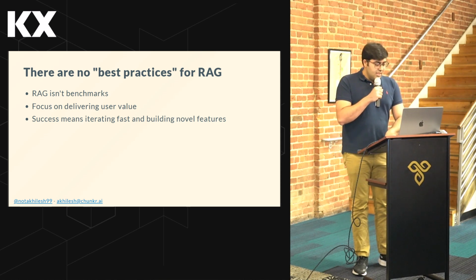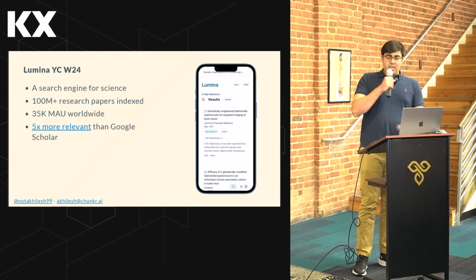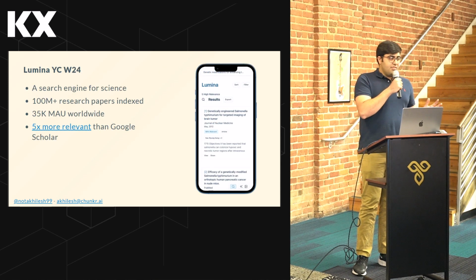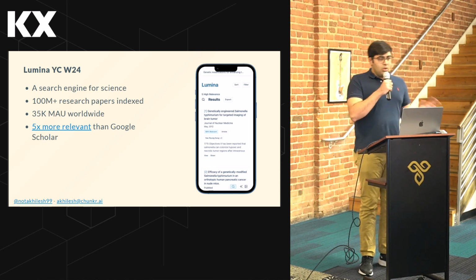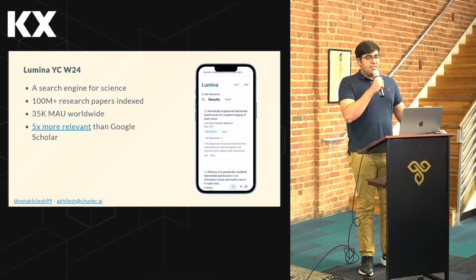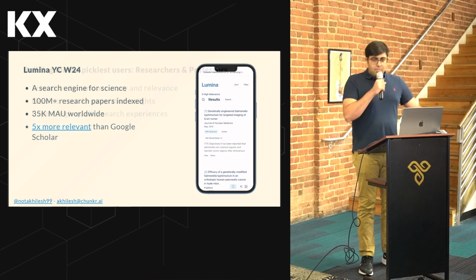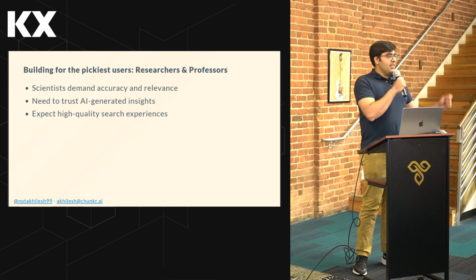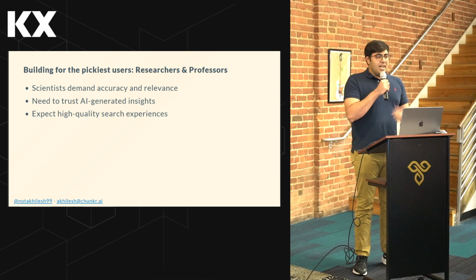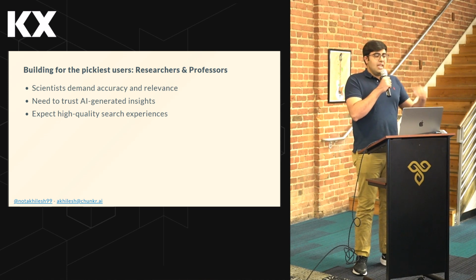maximum value. I know this because before we started Chunker, we were working on Lumina, a search engine for scientific literature. We indexed all of science, got 35,000 monthly active users worldwide, and made a search engine that was 5 times more relevant than Google Scholar. We were building for the biggest users you could probably have. They were researchers and professors, and they demanded high accuracy, and they were already industry experts, so giving them novel insights was actually extremely difficult.